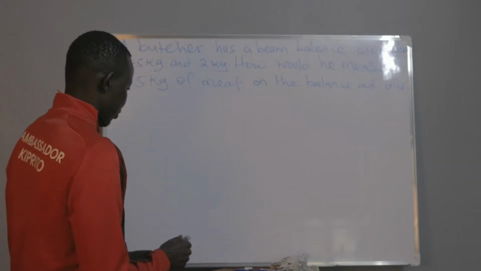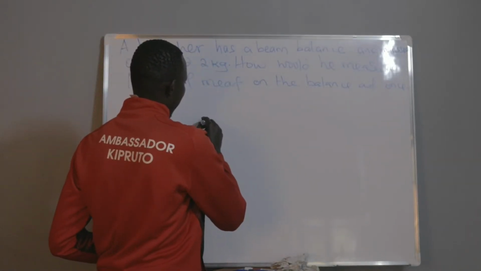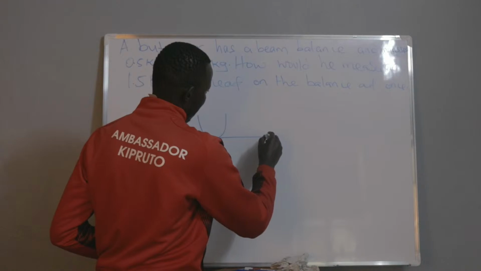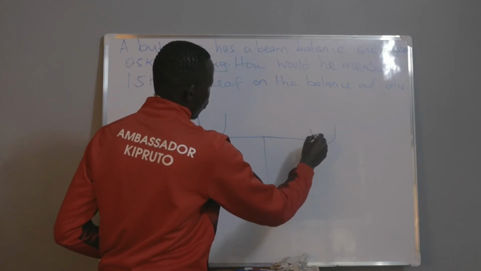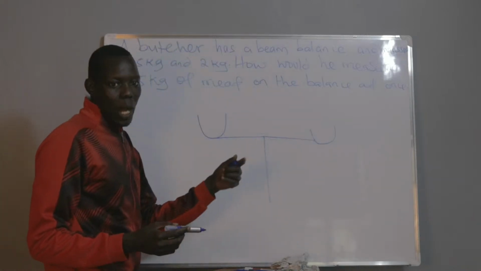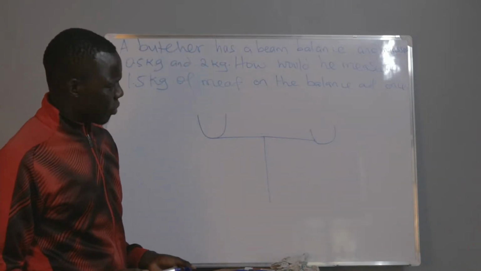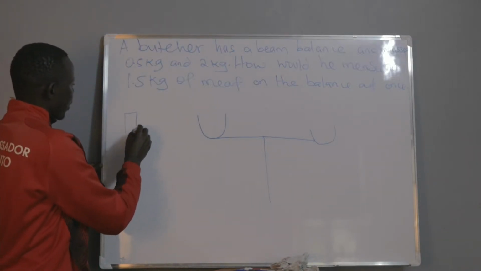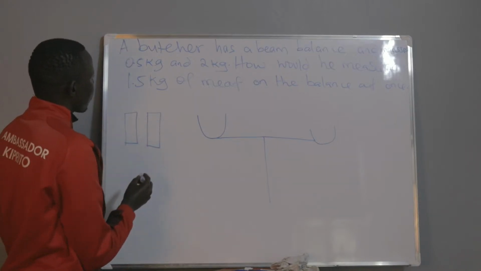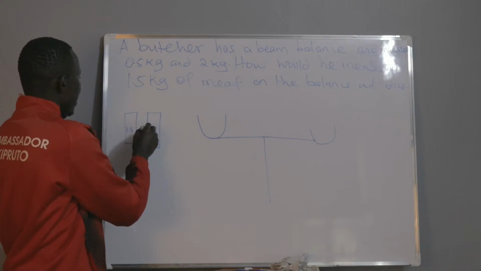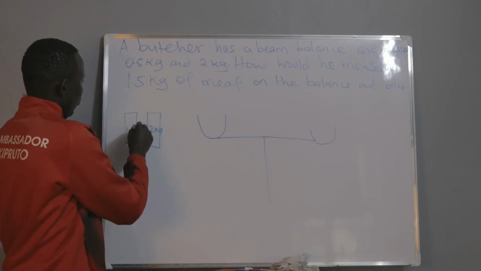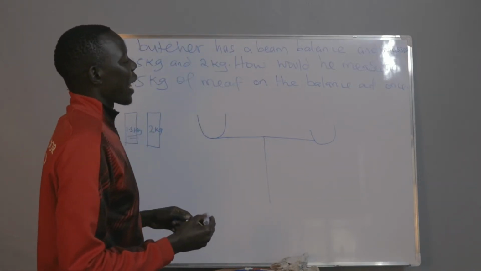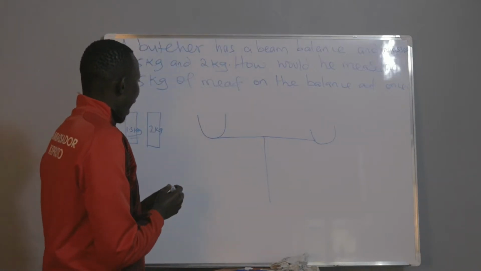A balance looks like this. This is just the place where you can put whatever you want to measure. This person has a mass of 0.5 kg. These masses are blocks like this. Another is 1.5, and another is 2 kilogram. He wants to measure how he would measure 1.5 kilogram of meat on the balance at once.